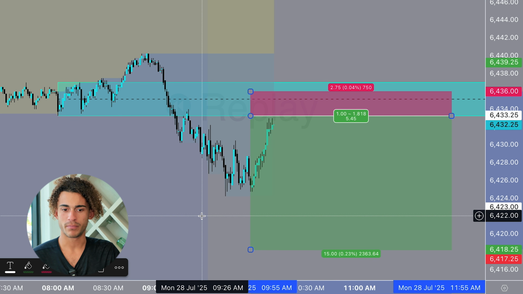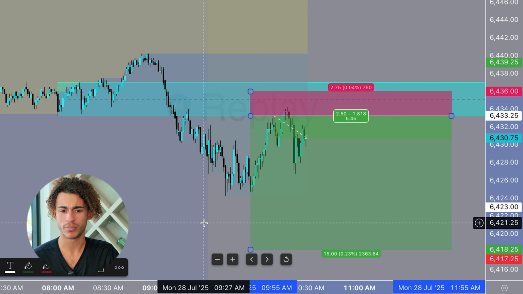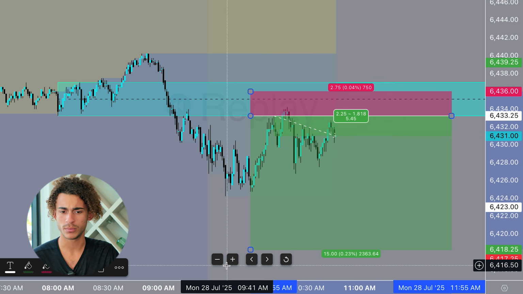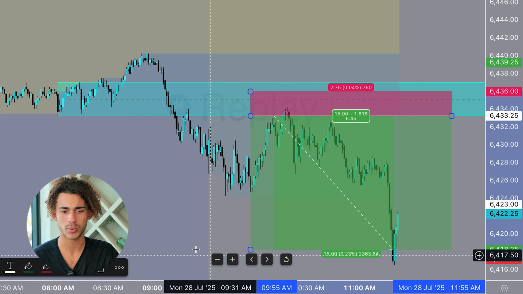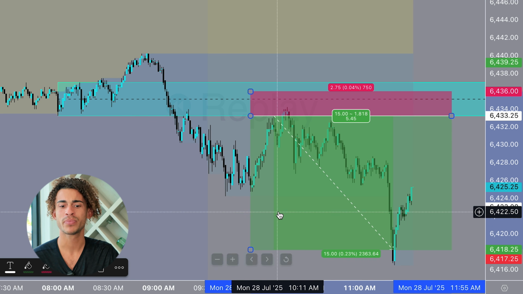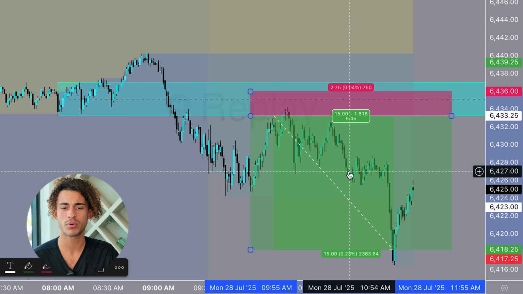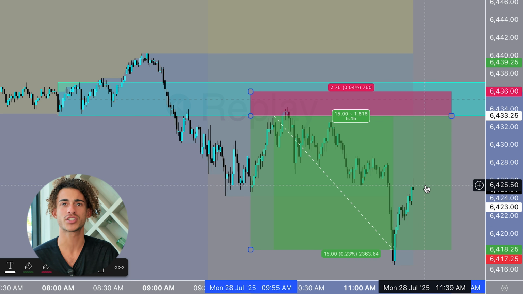Can we get it? Boom, got the retest in our trade. Let's see if we can get that 15 points we were looking for. Still moving, moving down in our direction. Yes! Let's see if we can get it. Can we? Yes, we can. Boom, out of that trade. And we caught a beautiful 15-point trade with a 1 to 5 risk to reward, guys.